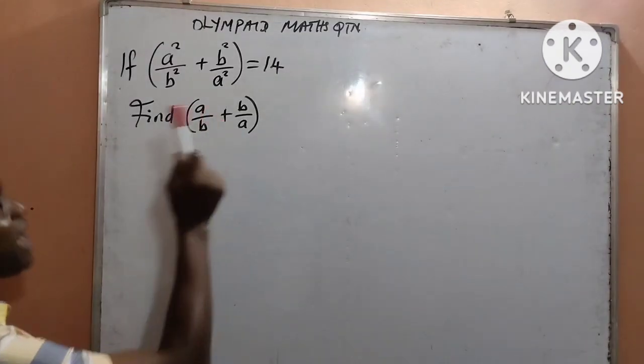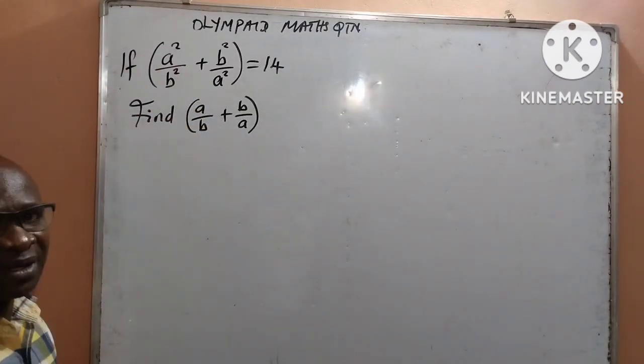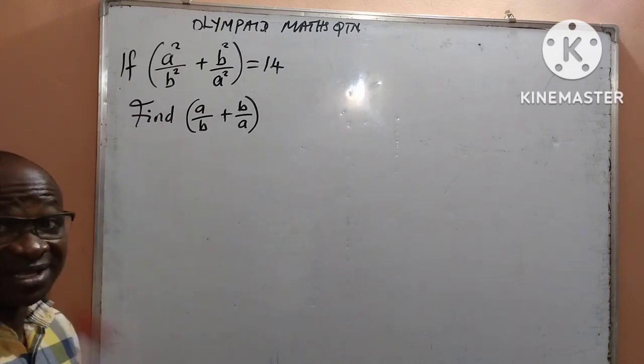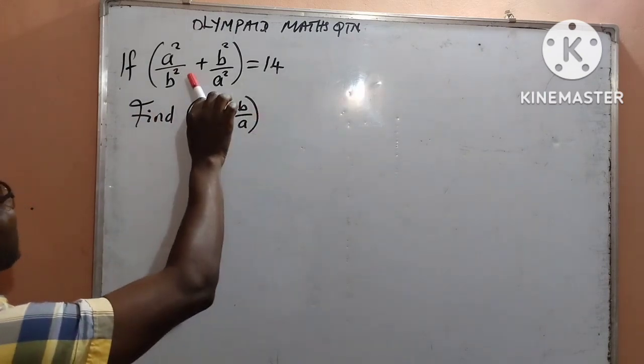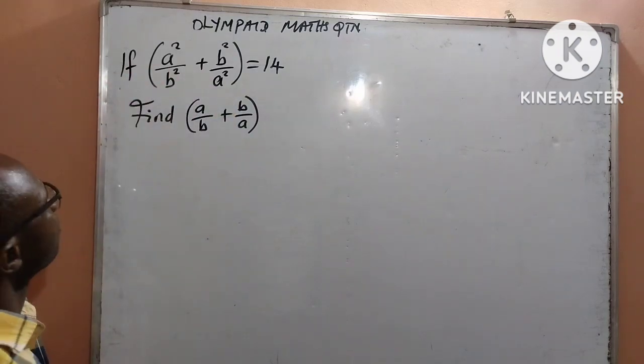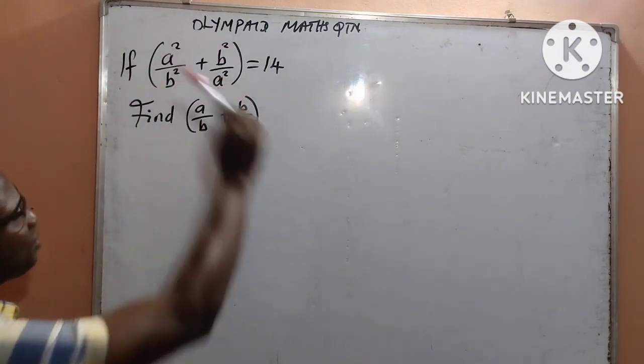The difference between what we are asked to find and what we are given is that what we are asked to find is linear. It is not raised to power 2. And what we are given is quadratic, that is, it is to power 2.